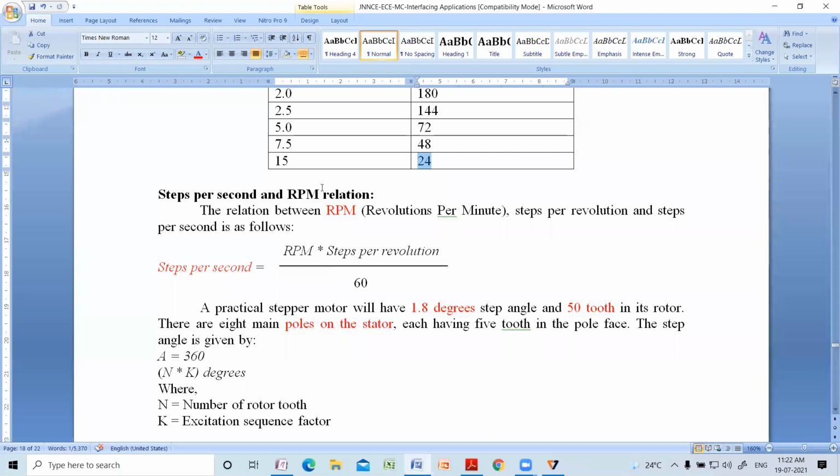So RPM is revolutions per minute. Steps per second is equal to RPM into steps per revolution divided by 60. So the relationship between RPM, steps per rotation, and steps per second is as follows: steps per second is RPM into steps per revolution divided by 60.